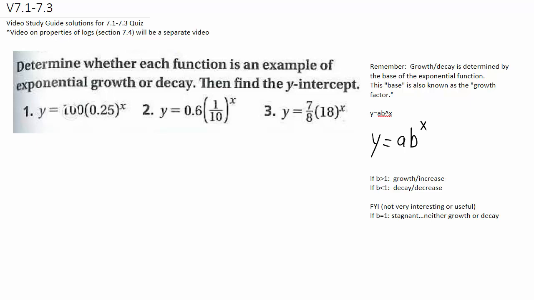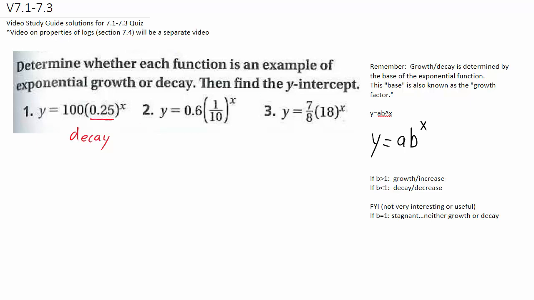And this thing is not the growth factor, like the 100 right here is not. That's sort of like the initial value. This would be the equivalent of a in this expression. The b, which is the base of the exponent, which is like the 0.25, that's the thing that we call the growth factor. But if you just know it as the base, that's fine. But because that base is less than 1, we know that this is going to be decay, because when you multiply by a fraction, you shrink a number. It's as simple as that.